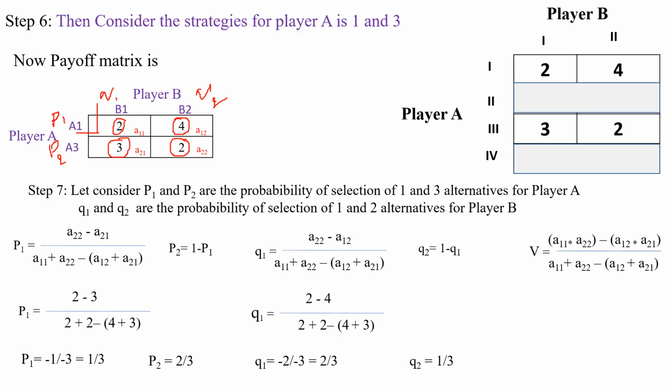And also we know the formula for the value of the game, that is capital V. Substitute these values A11, A12, A21 and A22. We will get the value of the game V equal to 8 by 3.